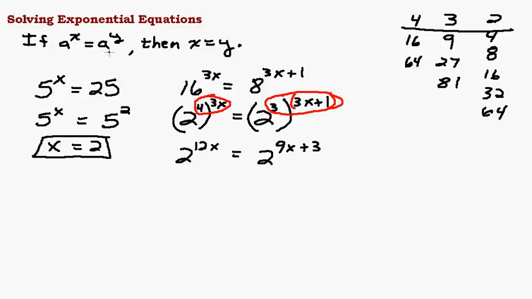a to the x equals a to the y. So our a value is 2. And then our exponent, our x value, is a little weird because we've got x's floating around, but now this exponent is 12x and the other one is 9x plus 3. Now that we have the bases the same, we can set these exponents equal to each other. I'm going to write that on the next line. So I have 12x.